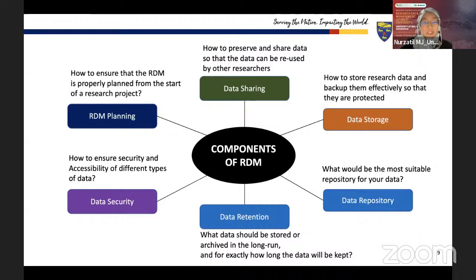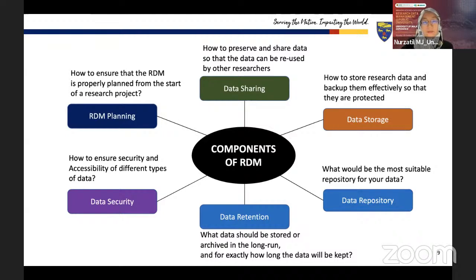Data retention: what data should be stored or archived in the long run, and exactly how long the data will be kept. This is something that many institutions spell out, the retention time for the data, in their own institutional policy, and that will be practiced across the campus. Next is data security: how to ensure the security and accessibility of different types of data. And finally, RDM planning: how to make sure that the RDM is properly planned from the start of a research project.